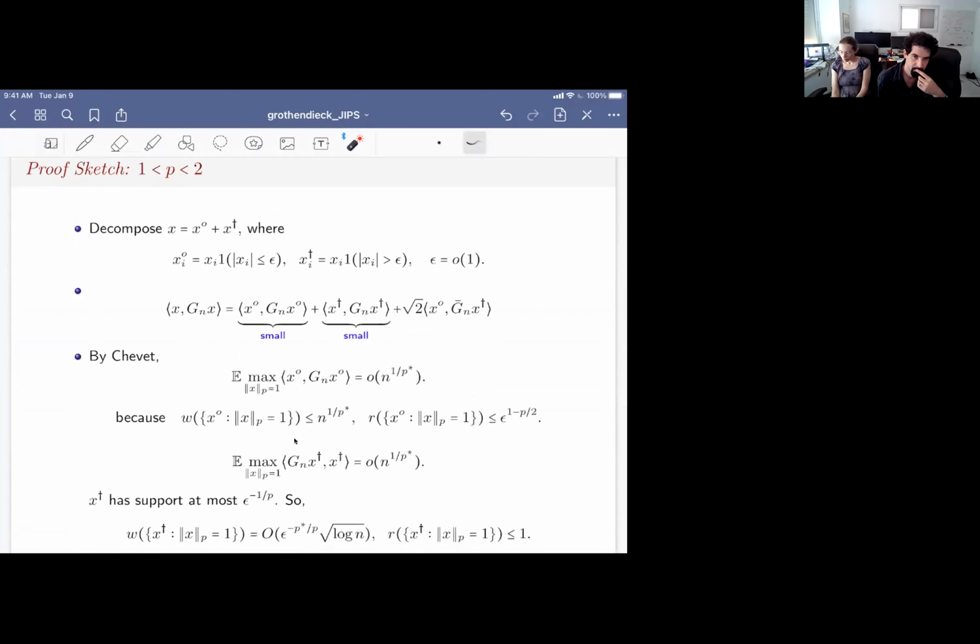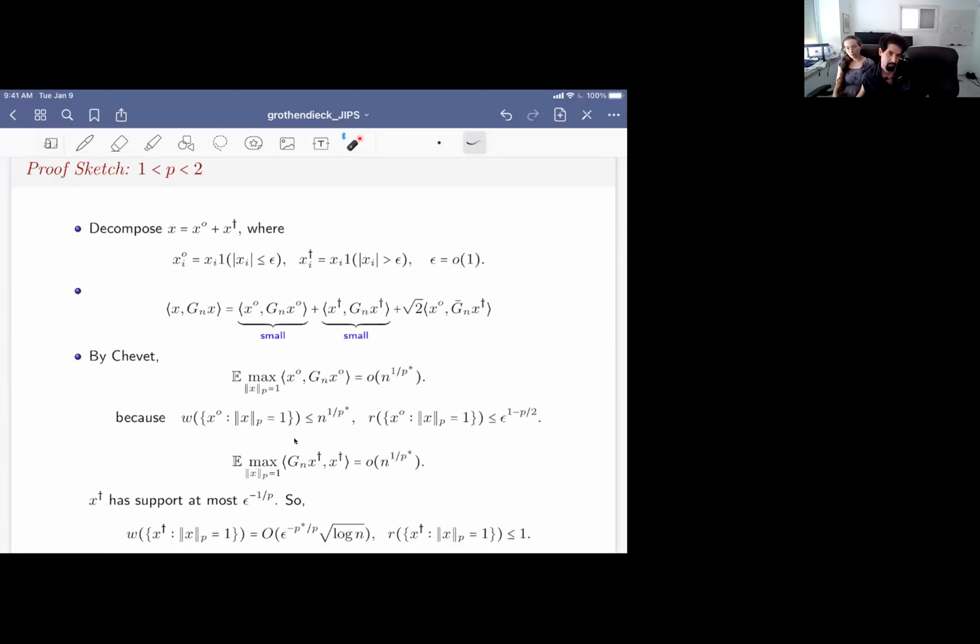When p is between 1 and 2, the proof doesn't involve spin-glass techniques, and it is actually quite simple. It involves a fairly soft argument. We start by decomposing the vector x as x naught and x plus, where x naught carries all the entries of x that have magnitude less than or equal to epsilon, and x plus carries all the entries of x that have magnitude bigger than epsilon. Epsilon is some threshold which we let go to 0 as n tends to infinity.